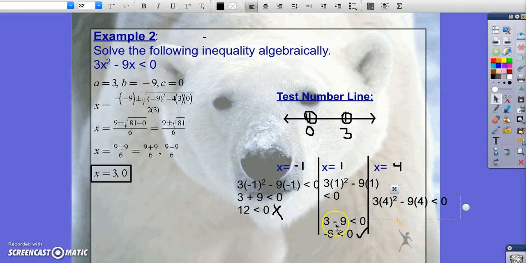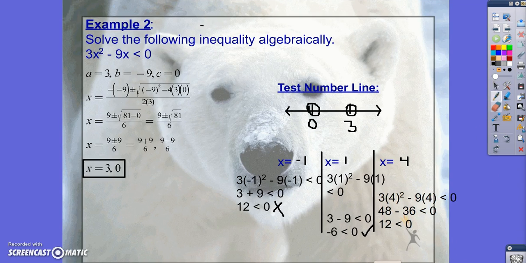Be careful when you're going to square the 4 first. So you get 16, and 16 times 3 is 48, minus 36, less than 0. You get 12 less than 0. And lo and behold, we know that one is false as well. So let's see where we shade. We shade the middle one.